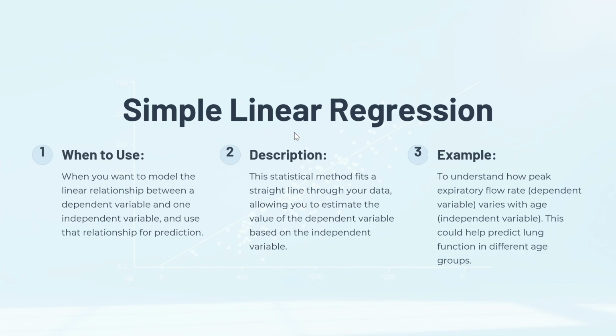Next, simple linear regression. It is used when you want to model the linear relationship between a dependent variable and one independent variable and use that relationship for prediction. This statistical method fits a straight line through your data, allowing you to estimate the value of the dependent variable based on the independent variable. For example, to understand how peak expiratory flow rate varies with age, this could help to predict lung function in different age groups.